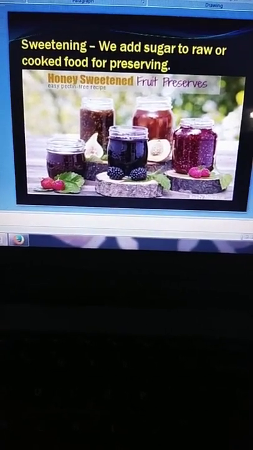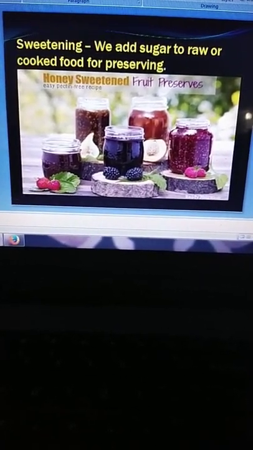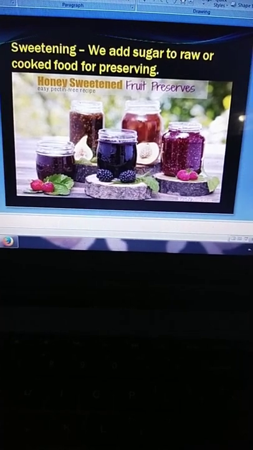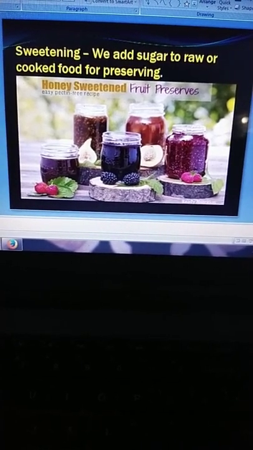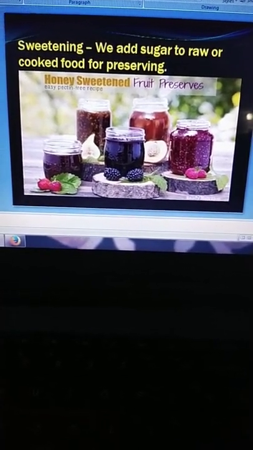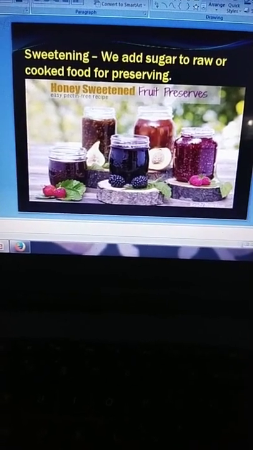Next is sweetening. So to preserve the cooked food, we can add sugar to the cooked or raw food items so that it can be preserved for a longer use.